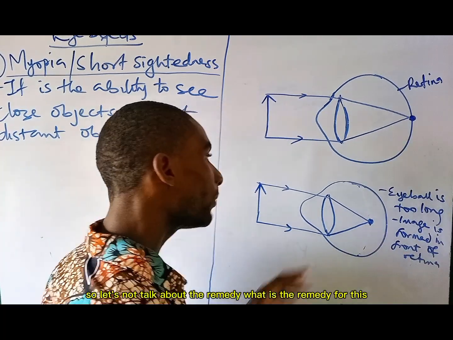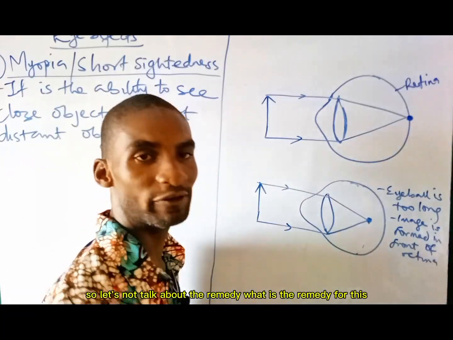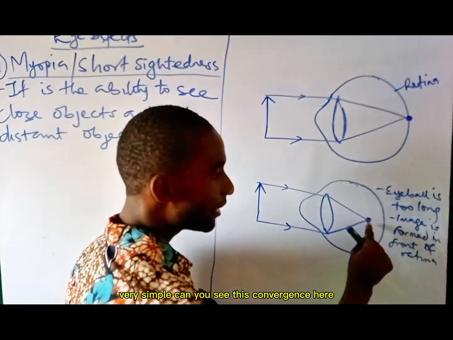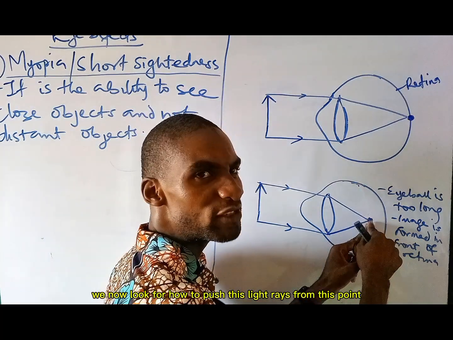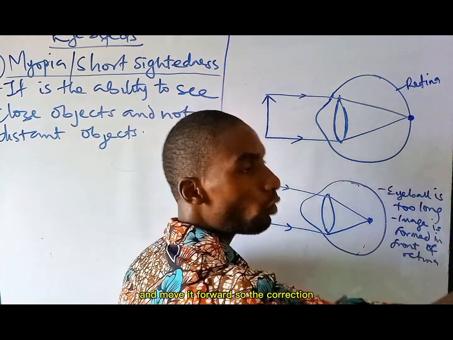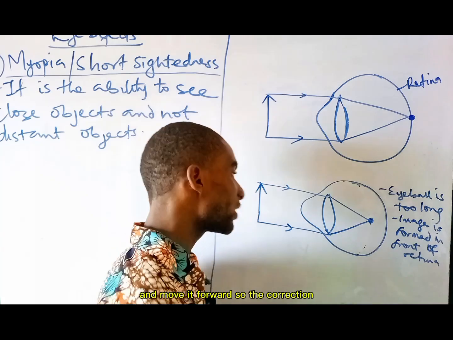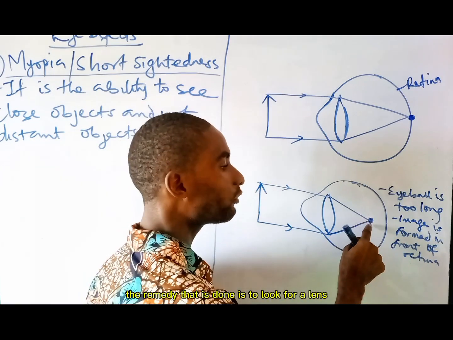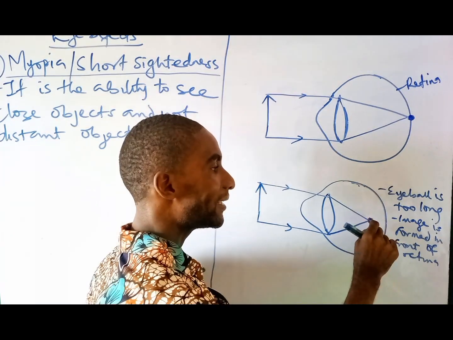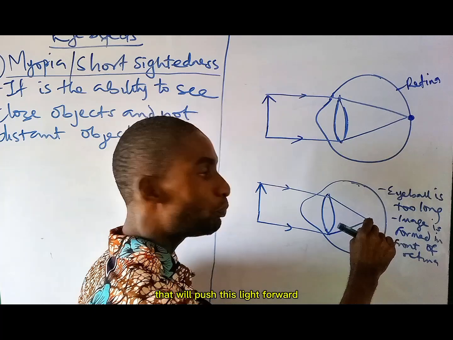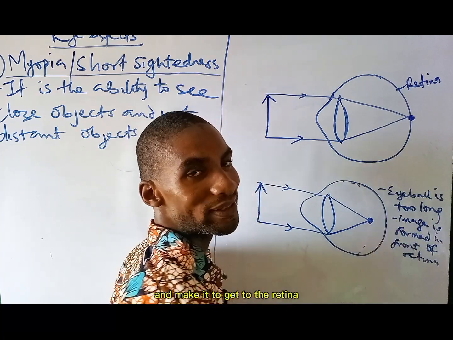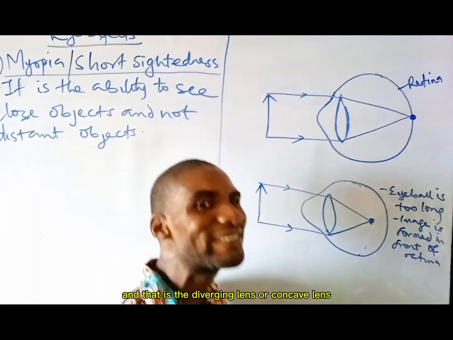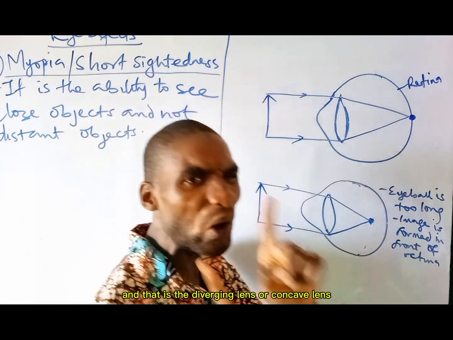So let's now talk about the remedy. What is the remedy for this? Very simple. Can you see this convergence here? We now look for how to push these light rays from this point and move them forward. So the correction, the remedy that is done, is to look for a lens that will push this light forward and make it get to the retina, and that is the diverging lens or concave lens.